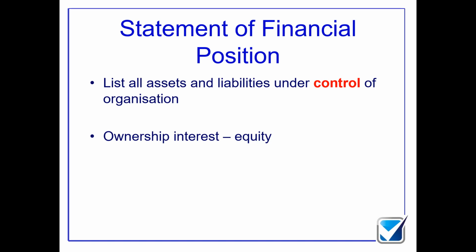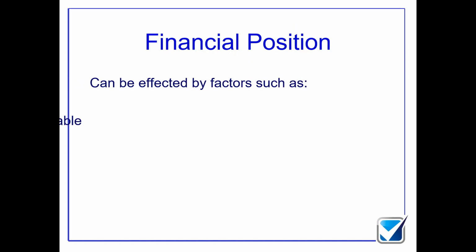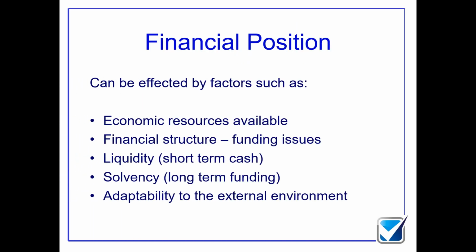It also tells me my ownership interest, and the ownership interest is known as equity. The ownership interest, which is my equity, will include share capital, share premium, and any retained reserves. Now, the statement of financial position, when it gives me all of these different assets and liabilities, and then the ownership interest as well, what it's actually doing is telling me the economic resources available to my management group over which they can make decisions.